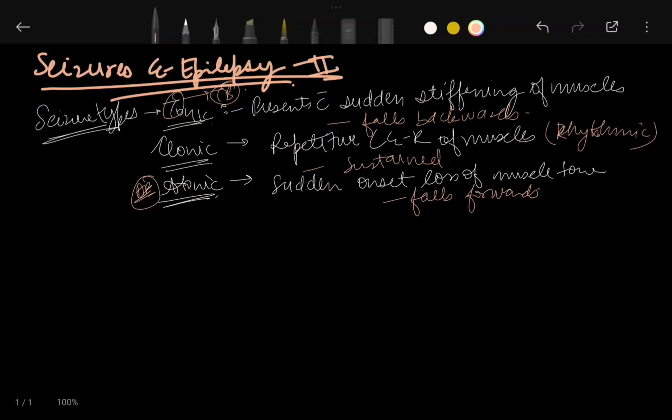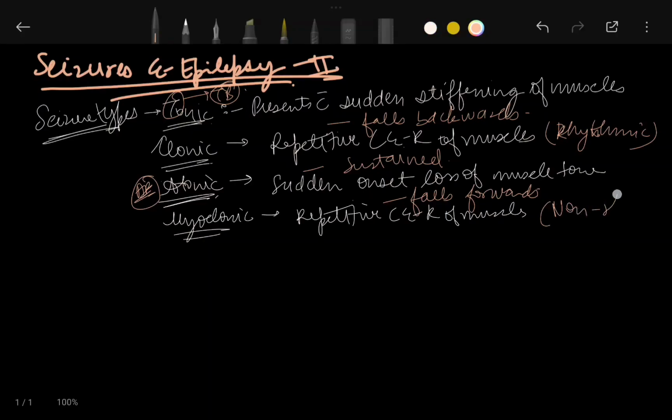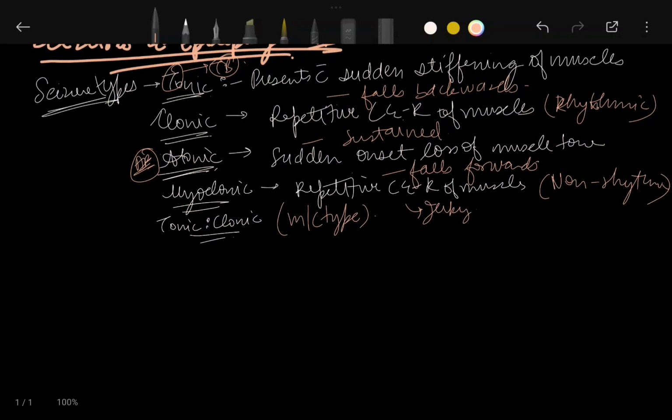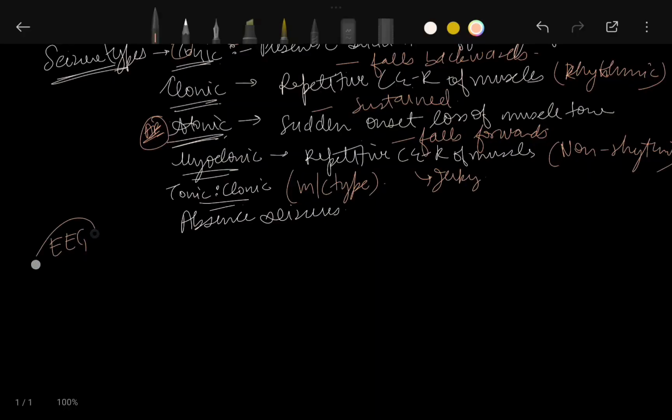and in myoclonic, there is repetitive contraction and relaxation of muscles, which is usually non-rhythmic in this case, and they can be jerky too. Okay, now talking about the tonic-clonic seizures. They are the most common type which is seen, and the last one, non-motor generalized type of seizures, are absence seizures.